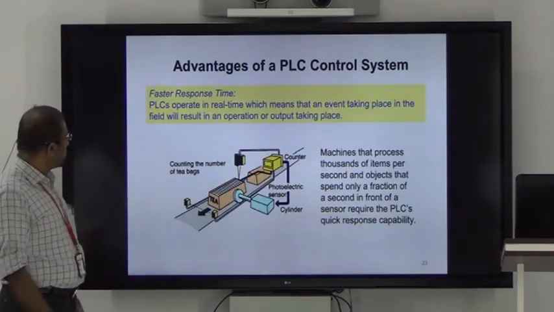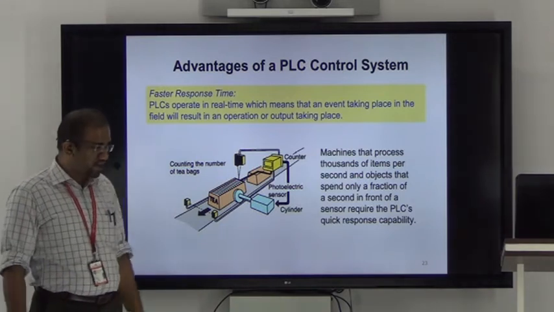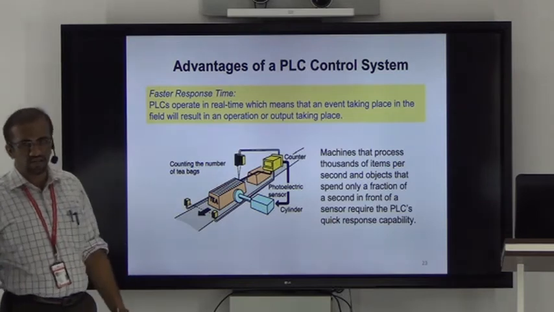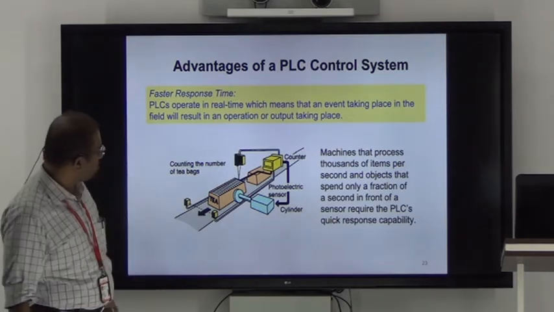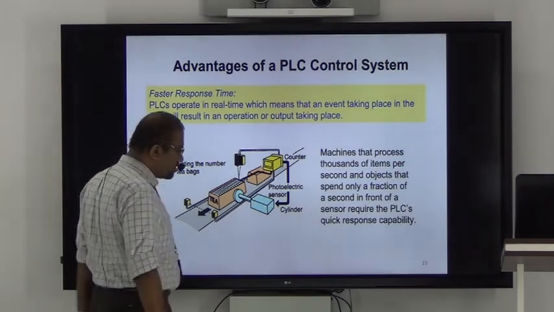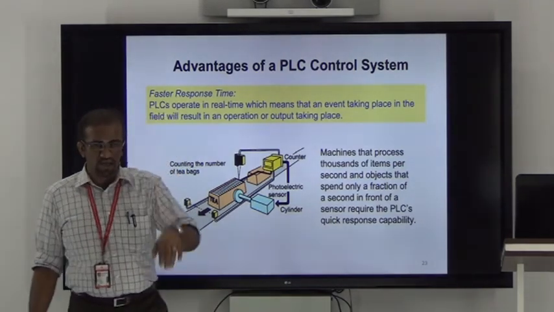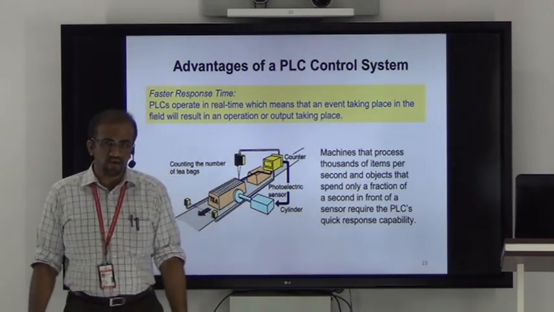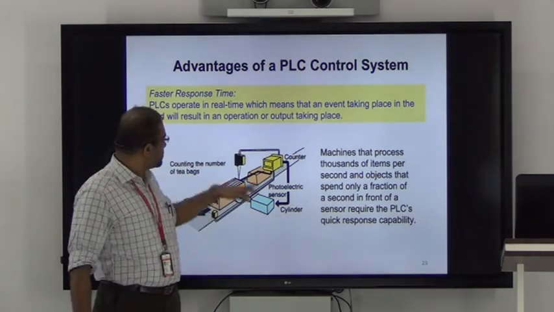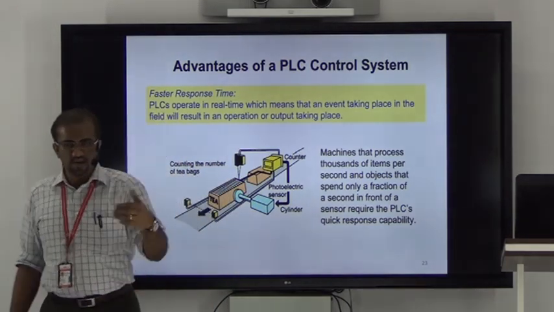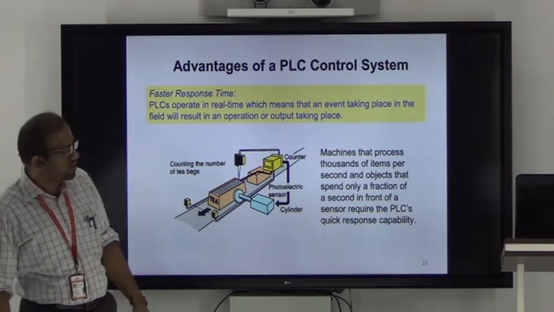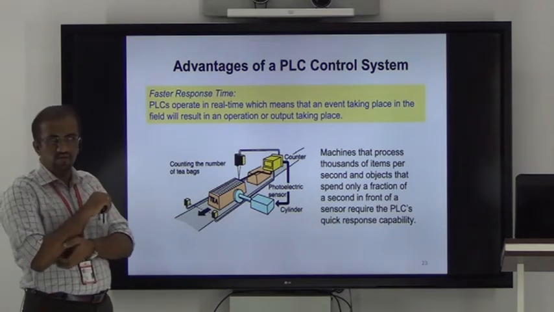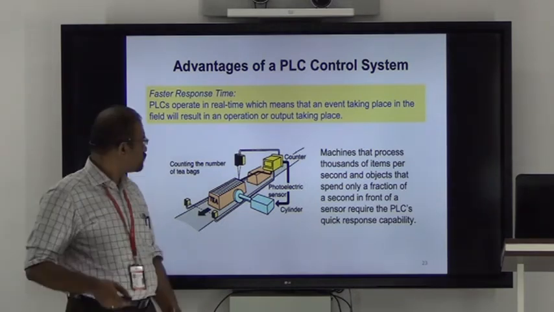Now, another advantage is that compared to other controllers used in industry, a PLC has faster response time. Generally, PLCs can be classified based on the memory. If memory is more, then it has faster response time. If memory is comparatively less, it has slower response time. Generally, in the case of all PLCs, the response time is less than 10 milliseconds.